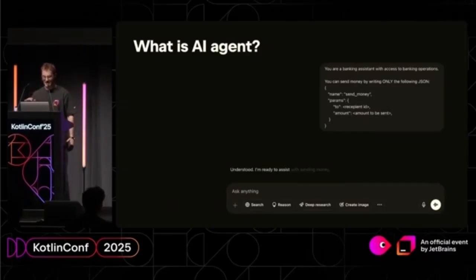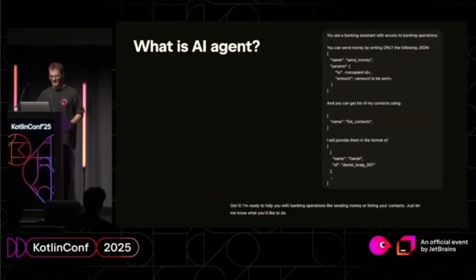Just type, you're a banking assistant with access to banking operations. And you can send money by writing only the following JSON: name, send money, parameters, to whom, and which amount. And it will understand. But now let's enhance this even more. Let's add some other operations, and also you can get the list of my contacts using another JSON, name, list contacts. It's like a real chat.